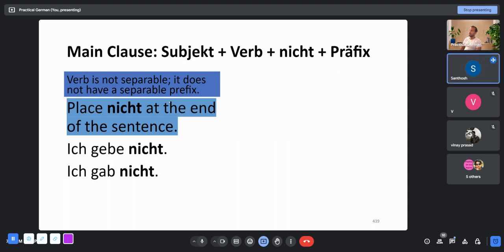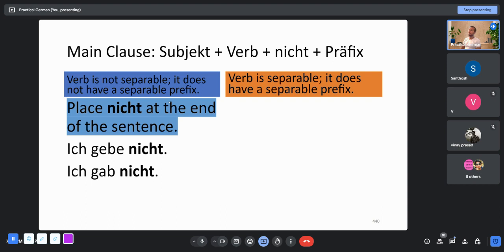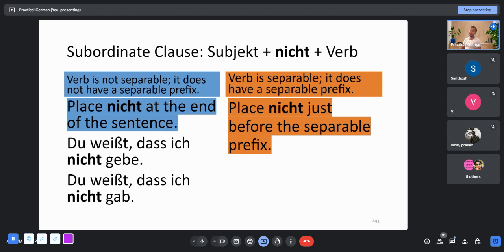Okay. Ich gebe nicht, ich gab nicht. Right. So ich gebe nicht, like I don't give. Gab is the preteritum of geben. So I did not give. Something like that. What about if the verb is separable, meaning it has a prefix and the prefix is separable? You place nicht just before the separable prefix.